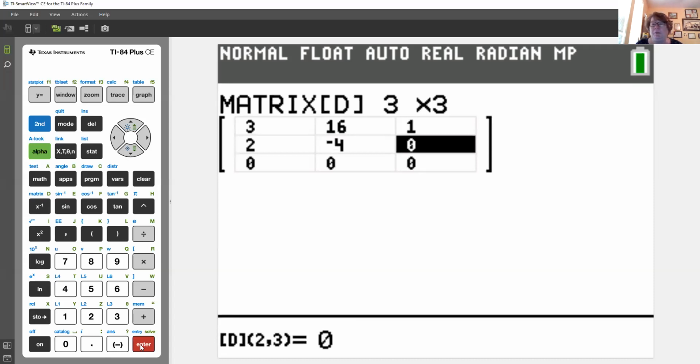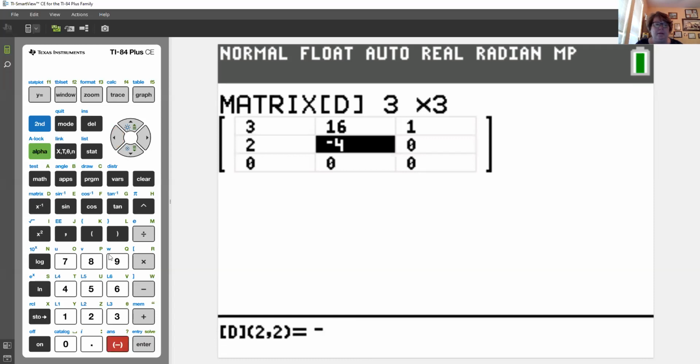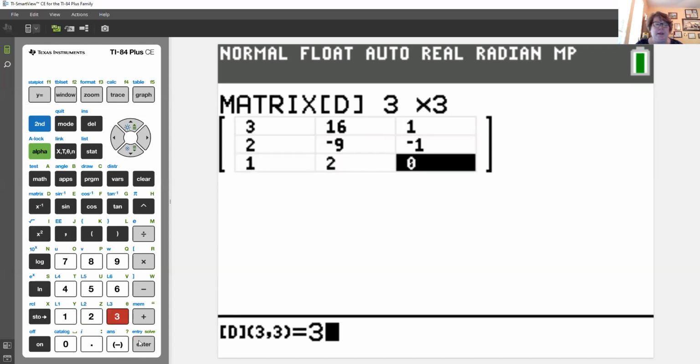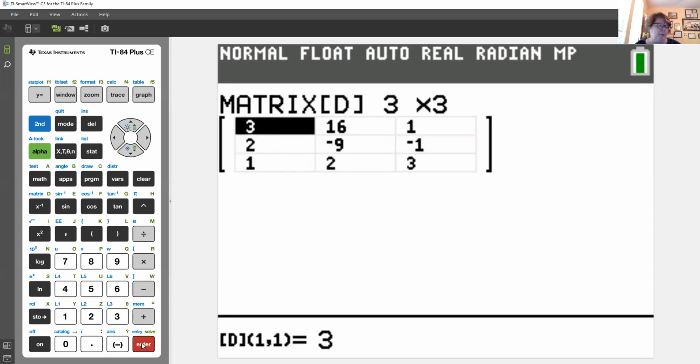I think that's supposed to be -9. So I see that. I'm just going to go back and correct it. Use my left arrow and go back and correct that. -1, 1, 2, 3. That's why I always do a quick check to make sure that I have it inputted correctly. Just checking my paper, making sure that I have it in, and I do. So let's go ahead and find that determinant.